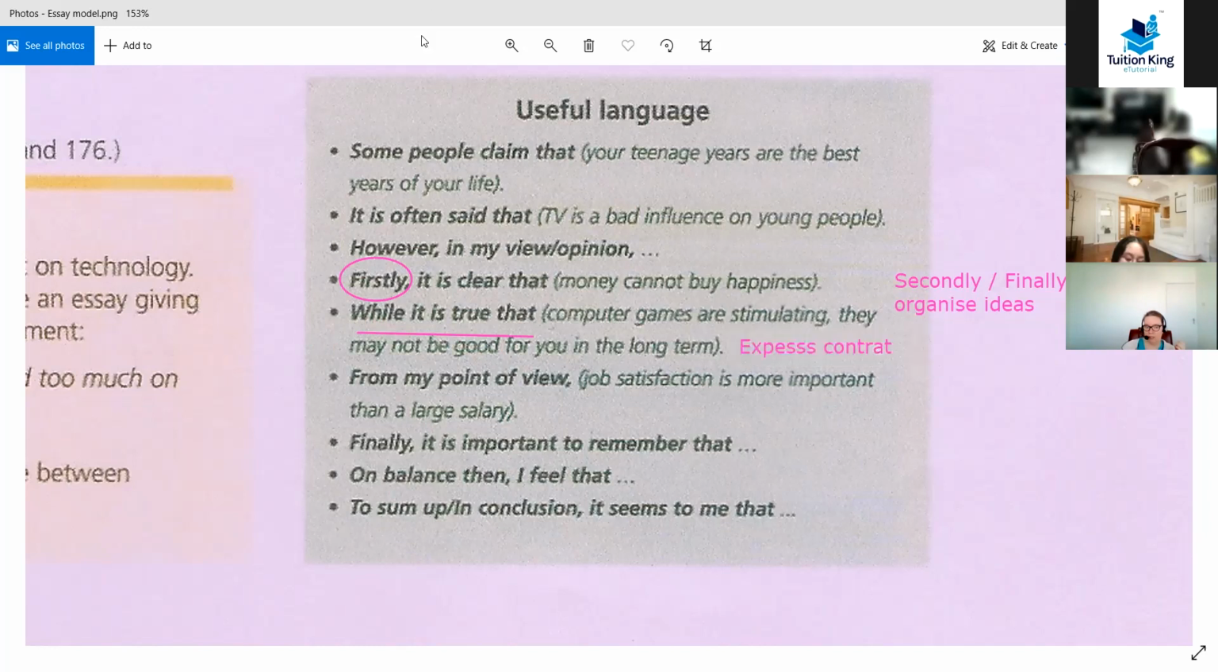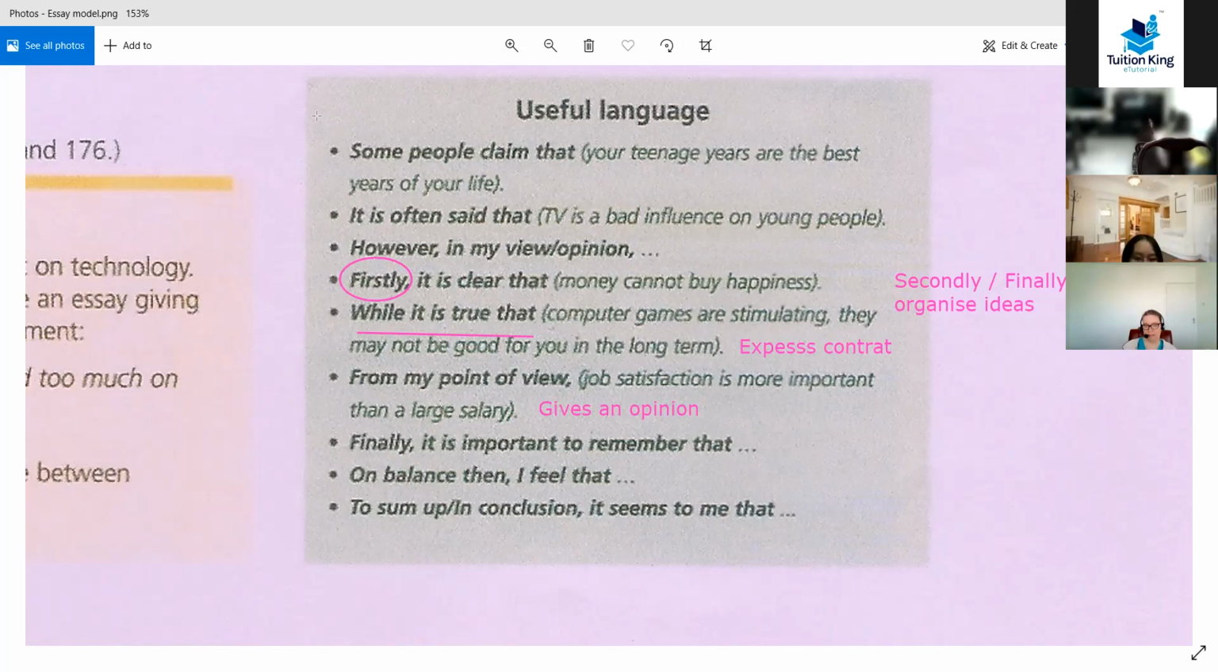All right. What about this sentence here? From my point of view, what do you think this expression does? Express contrast? No, it doesn't. It gives an opinion. Okay, so when you want to give your opinion, you can use from my point of view. Okay, what about finally? Organizes ideas. Excellent, very good.